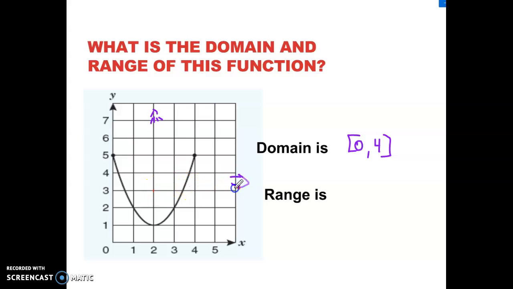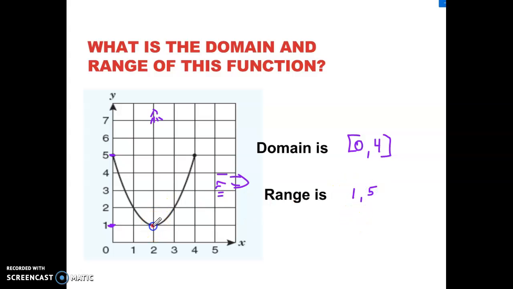When we do the range, we're looking now at the y values. And again, I've got my light shining in this direction, making a shadow here. It looks like my lowest y value is 1, my highest y value is 5, and even though I'm doubling up because I've got this left side going from 1 to 5, and I've got this right side going from 1 to 5, it doesn't matter, we're just listing it once.